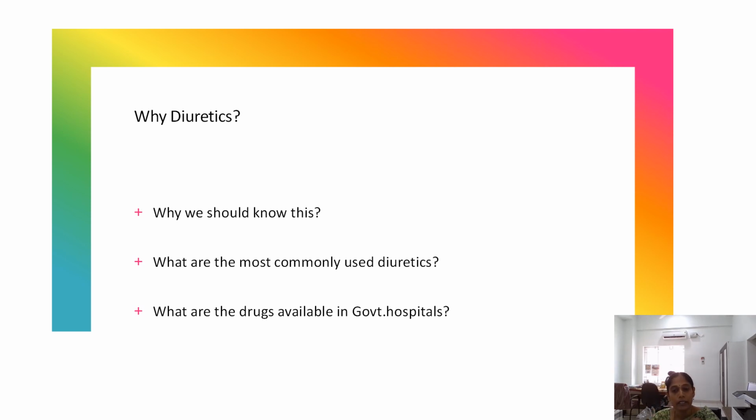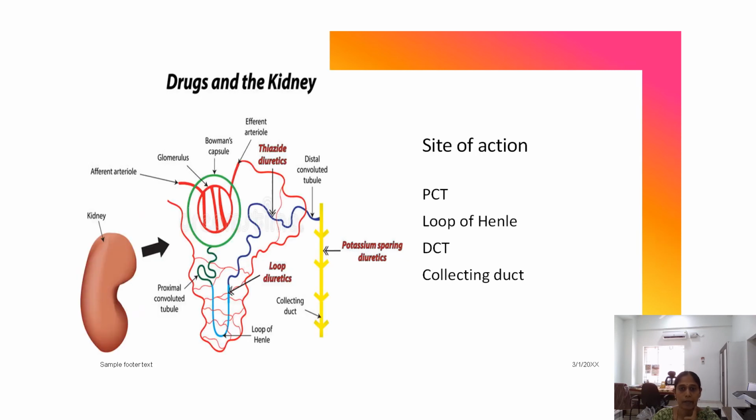And mannitol is another osmotic diuretic. It's useful in treatment of cerebral edema, and we can also see thiazides like hydrochlorothiazide. All these are routinely used in government hospitals. So let's see where these diuretics act.